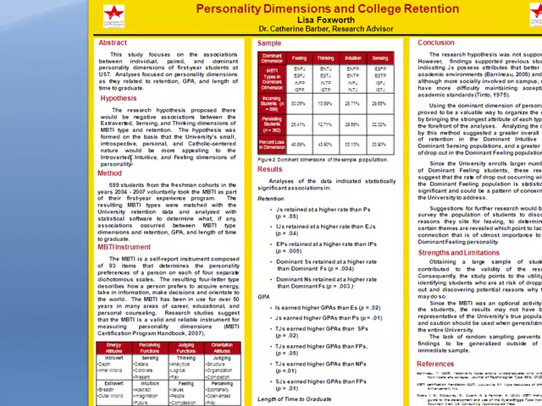The next section is the method, which includes a description of the measure, here called instrument, and the sample, both presented in table form. The results are bulleted for clarity, and the discussion includes both conclusions and a section on strengths and limitations. The final section is devoted to references.